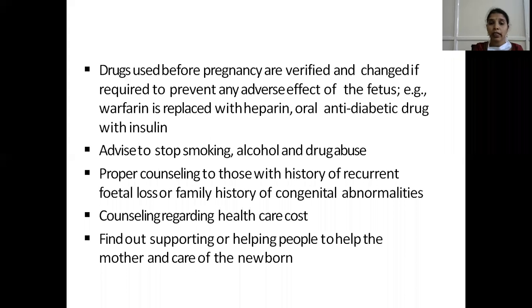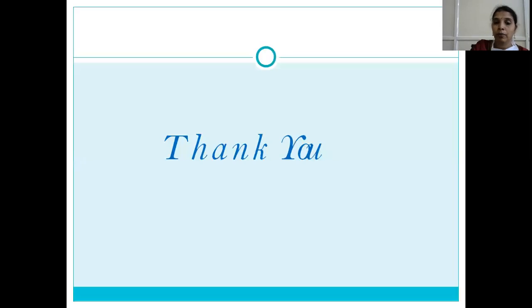Advise to stop smoking, alcohol, and drug abuse. Proper counseling should be given to those with a history of recurrent fetal loss or a family history of congenital abnormalities. Counseling regarding health care cost. Find out about supporting people in case the couple is living away from the family, so that if they are planning, we can advise them what to expect in pregnancy, and they can find someone to help them when they need it, for mother and baby.